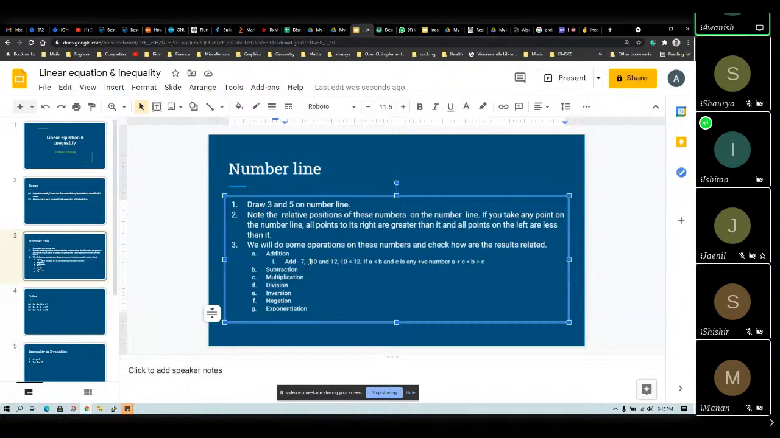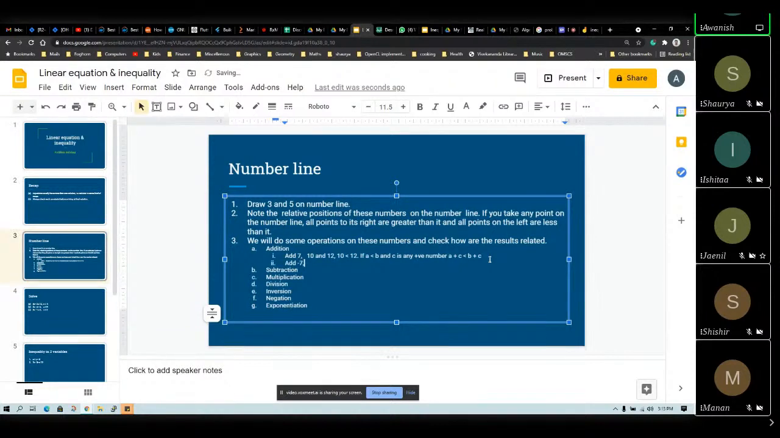So let's try that. So now say add -7. What will the numbers we get? -4 and -2. Okay. So what is the relationship between these two numbers now?